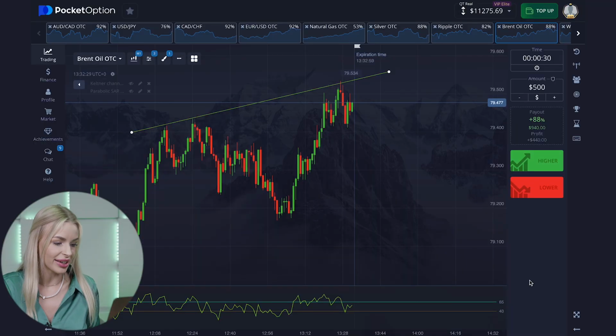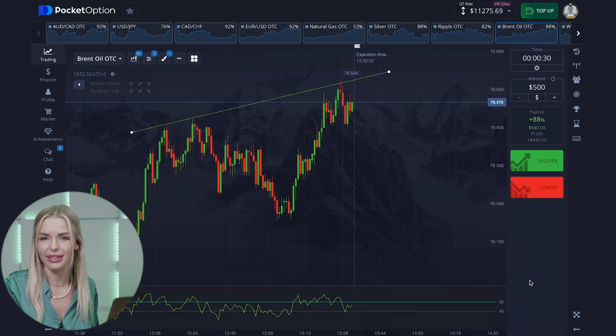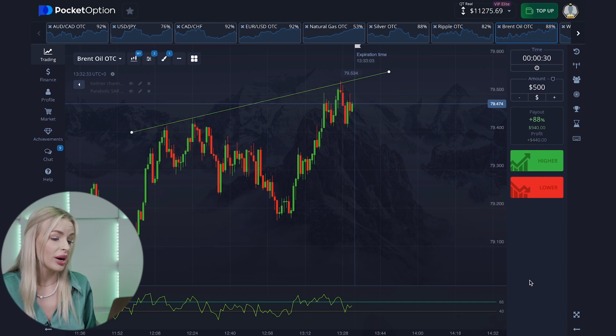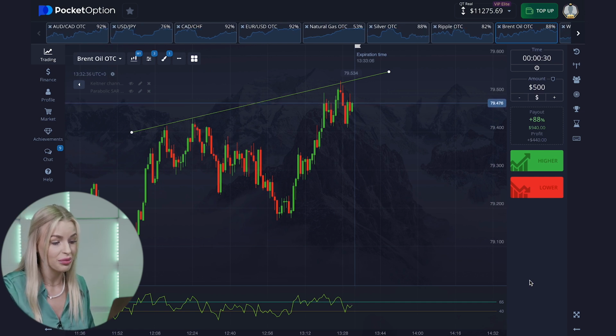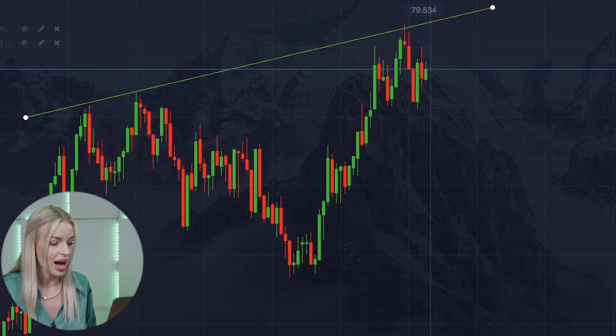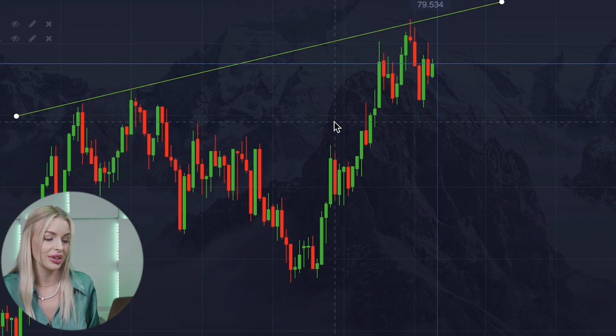Take a look at the chart. Don't you notice anything? I do. That's why I have $11,000 on my deposit right now. I will give you a hint. Look here.